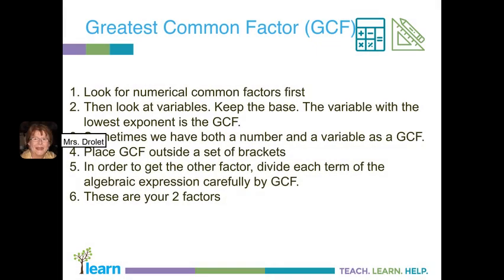I'm not going to read this slide for you. I would like you to pause this voice thread and read the steps. These are the steps that I will go through in this voice thread in order to factor when you've got to find the greatest common factor. And we abbreviate this method as GCF, greatest common factor.